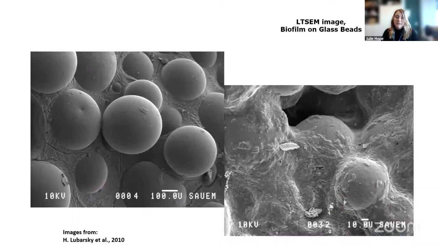So you can see here, again, if we take something like glass beads, and this is a low temperature scanning electron micrograph, we can develop a biofilm over them, and it creates this carpet of EPS, that kind of fluffy material that you can see, and you can see the little shapes of some of those diatoms in there as well. And what this does is it binds these particles to each other and also to other things.